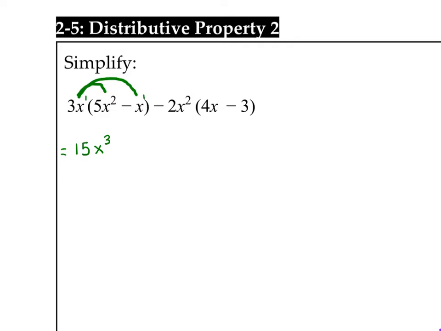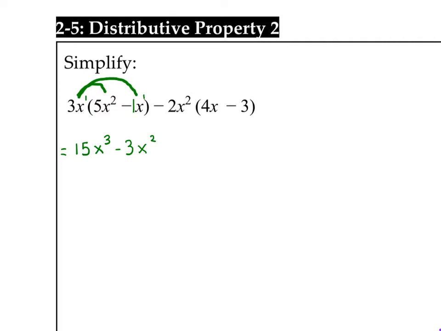When you take the 3x and multiply it by the second term, negative x, you also want to remember that that coefficient is negative 1. So multiply the coefficients. 3 times negative 1 is negative 3. Add the exponents on the x. 1 plus 1 is 2.